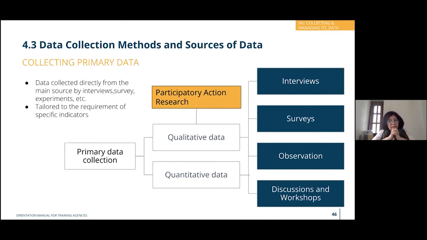So the primary data will be either qualitative data or quantitative data, correct? Both qualitative and quantitative data can be collected through interviews. I think we all know interview formats. Some of them can be structured interviews, semi-structured interviews. We can also use surveys. So surveys are essentially multiple choice, short answer surveys that we can float out to the population.